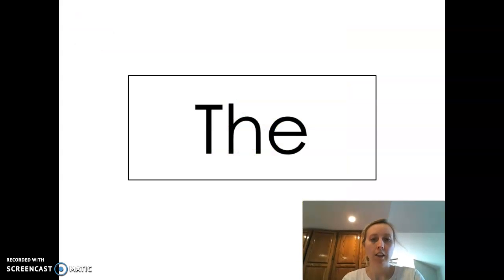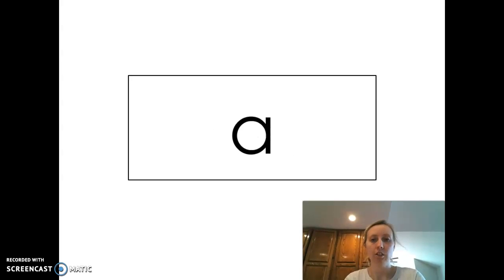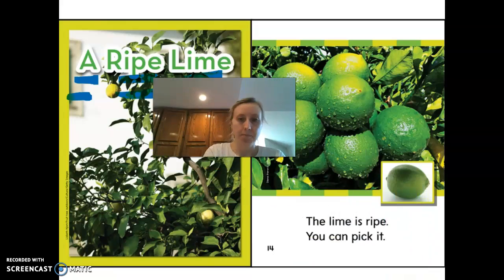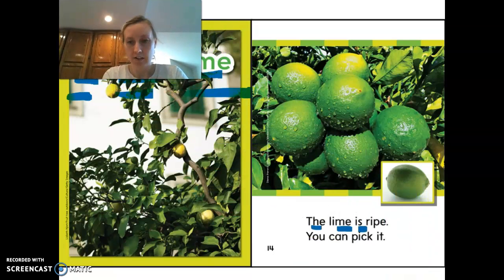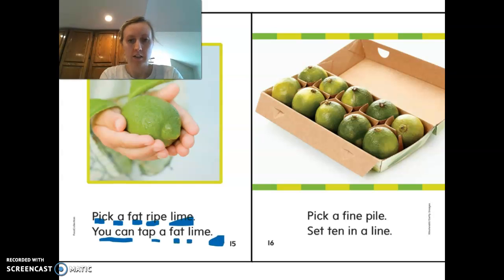3, 2, 1. Okay, you gotta go first. A ripe lime. Okay, your turn. Together, the lime is ripe. You can pick it. Okay, your turn. Together, pick a fat ripe lime. You can tap a fat lime.